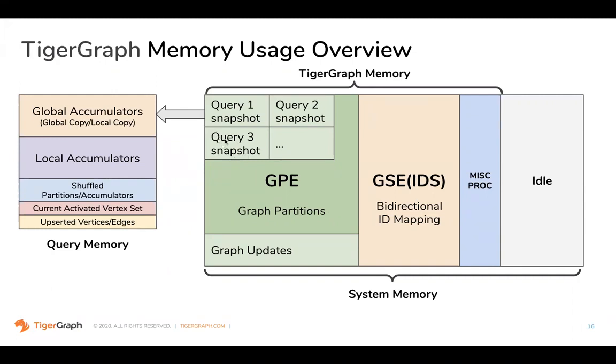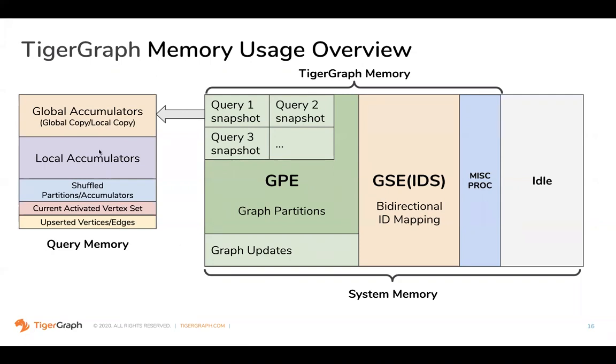But the other aspect of memory that's used is dynamic, which depends on what query is running. Here, as you can see, the bulk of the memory used by a query can come from accumulators, a concept I'll explain later. Some of the memory is also used by shuffles. It's also used if the query has upserts, then we need to maintain copies of the data, which means additional memory is required from a GPE perspective.